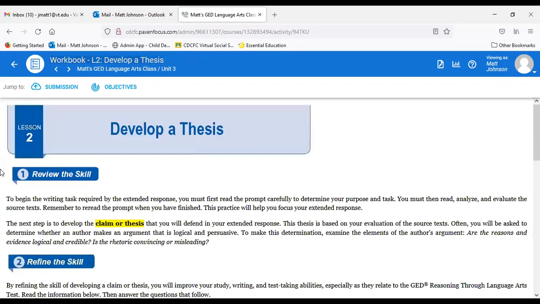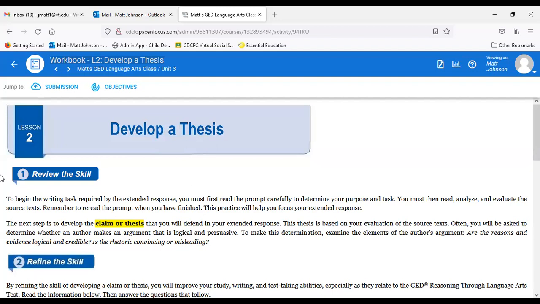All right, so we'll move over to the quiz. And we're going to get some more, same type of thing. We're going to get a few more graphics and things to work with in this one. And as it says, to begin the writing task required by the extended response, you must first read the prompt carefully to determine your purpose and task. You must then read, analyze, and evaluate the source text. Remember to reread the prompt when you have finished. This practice will help you focus your extended response. The next step is to develop the claim or thesis that you will defend in your extended response. This thesis is based on your evaluation of the source text.